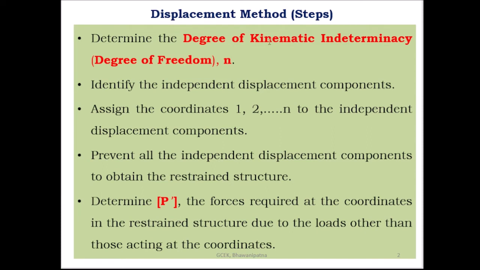Then coming to the steps which are used for the analysis of continuous beam by stiffness matrix method. These are the different steps. In this method, first determine the degree of kinematic indeterminacy, that is, the degree of freedom. Then identify the independent displacement components. Then assign the coordinate directions to the independent displacement components. Then prevent all the independent displacement components to obtain the restrained structure.